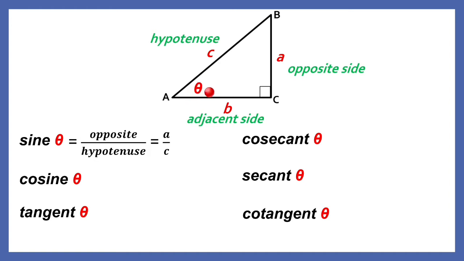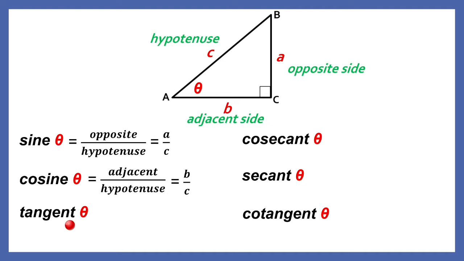So, titingnan palagi itong ating theta. So, this is our theta. Ang opposite side niya is a. And then, ang hypotenuse is c. Kaya meron tayong a over c. Let's proceed to cosine theta. Ang cosine theta, ang ginagamit naman natin is adjacent over hypotenuse. So, ito yung ating reference angle or yung ating theta. So, ano ang adjacent side niya? Ang adjacent side is b and then over hypotenuse, ang hypotenuse pa rin is c. So, we have b over c.